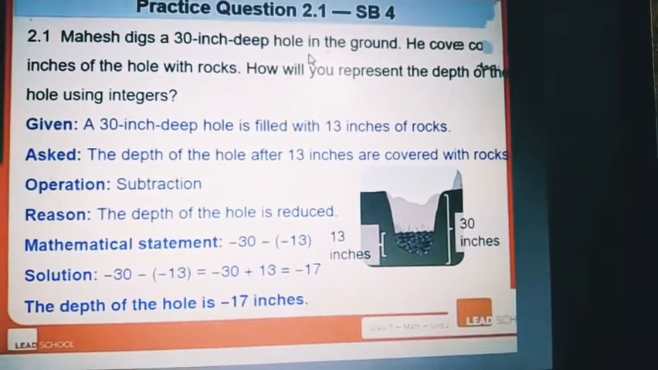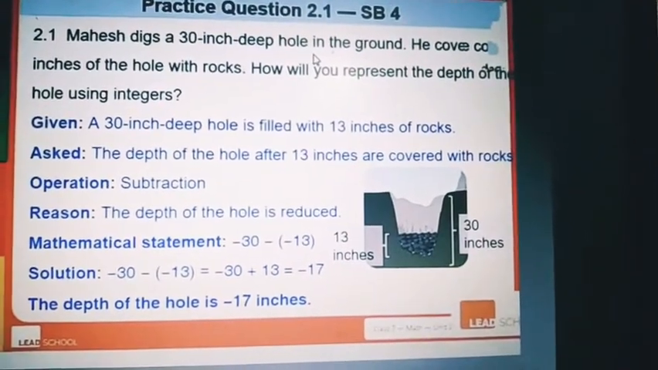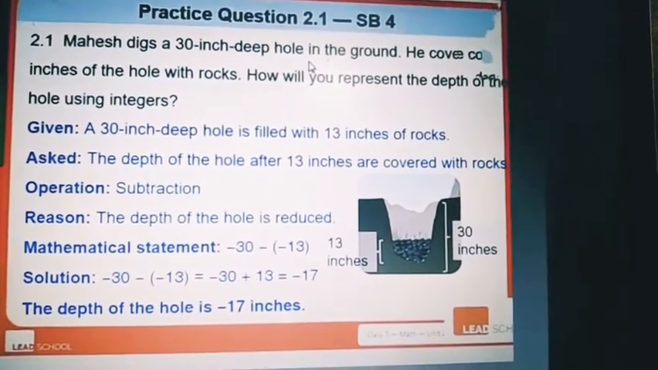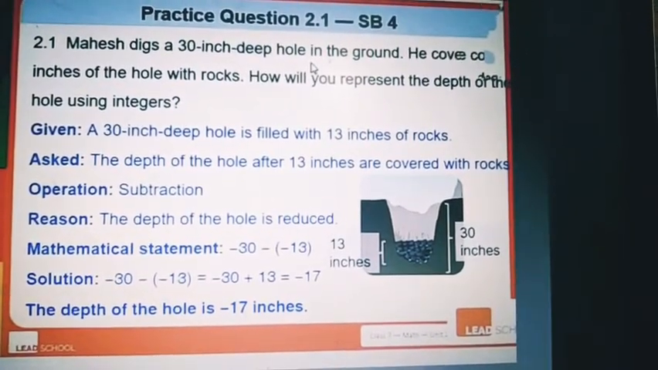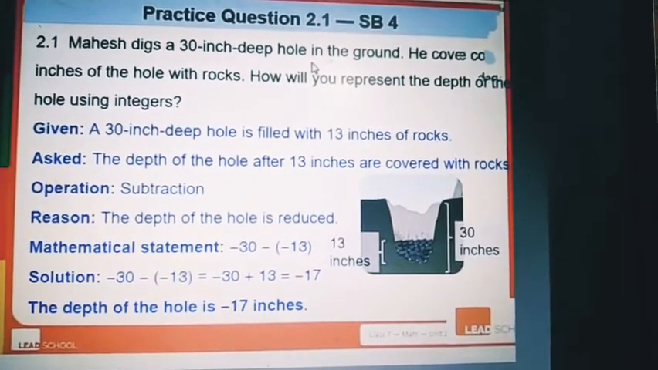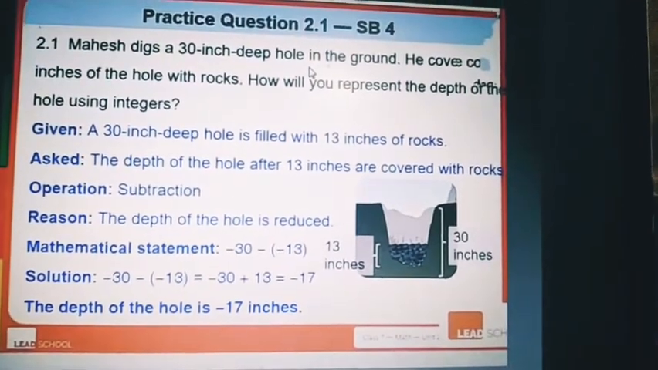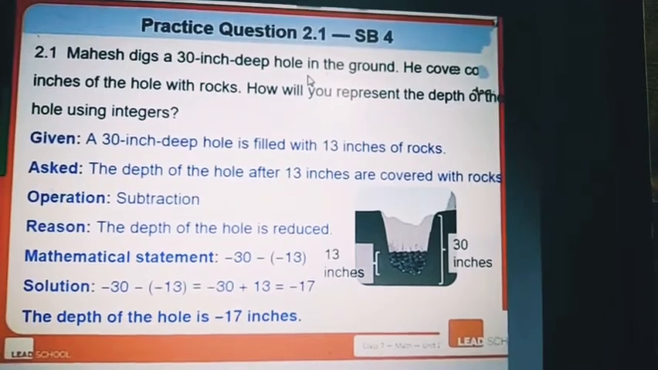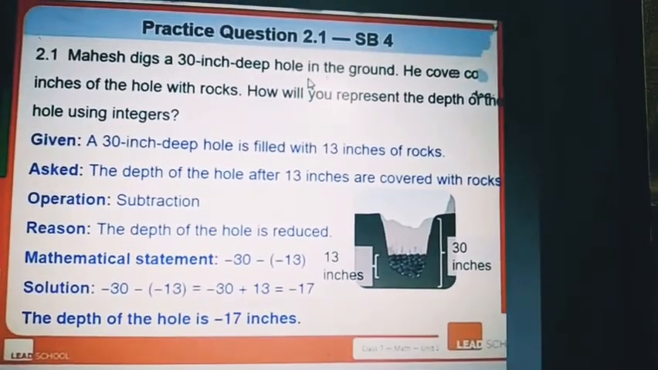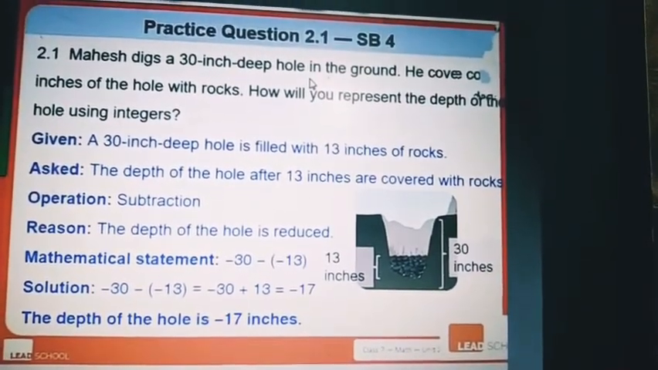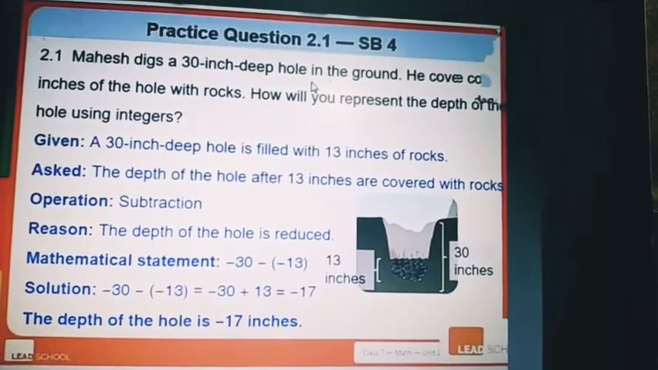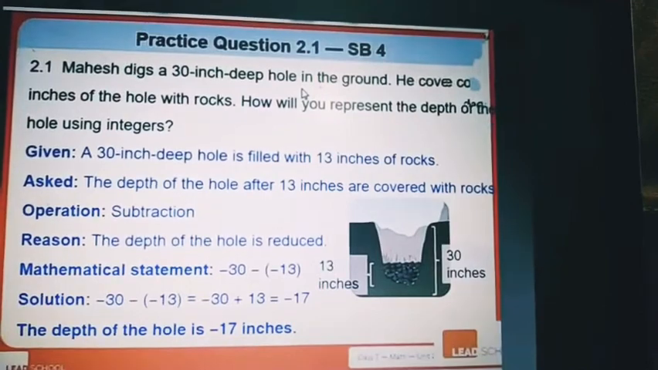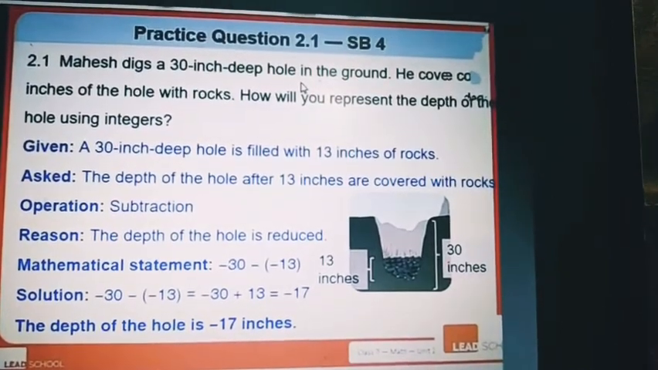So the depth of the hole will be reduced when the rocks are placed inside, right? So how will you represent this in a mathematical statement? Minus 30 minus of minus 13. So what is the solution here? Minus into minus becomes plus there. So minus 30 plus 13 gives you minus 17 inches. So the depth of the hole will be minus 17 inches.